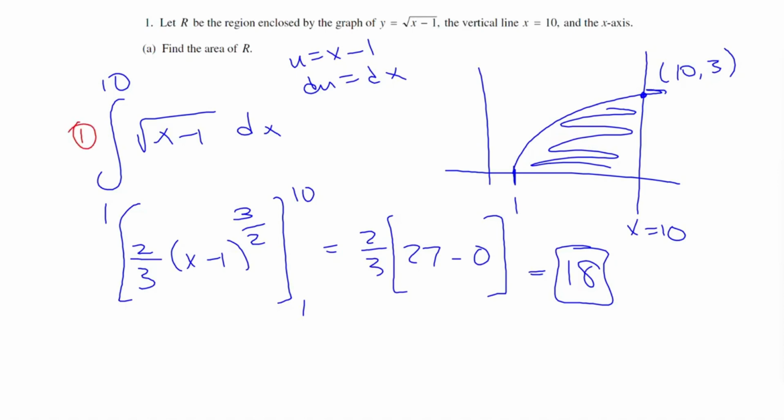So 1 point for the correct limits, 1 for the correct integrand, and 1 for the final answer. No points for the actual antiderivative because it was a calculator question and you could have just done it on your calculator.